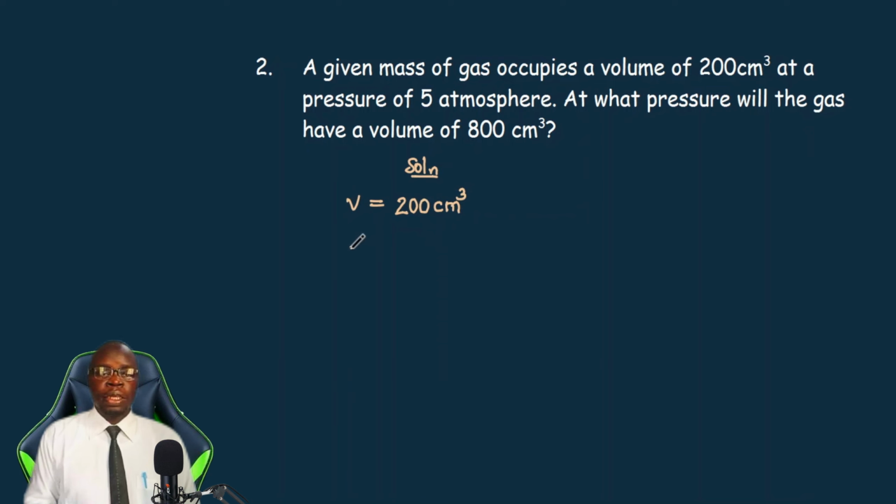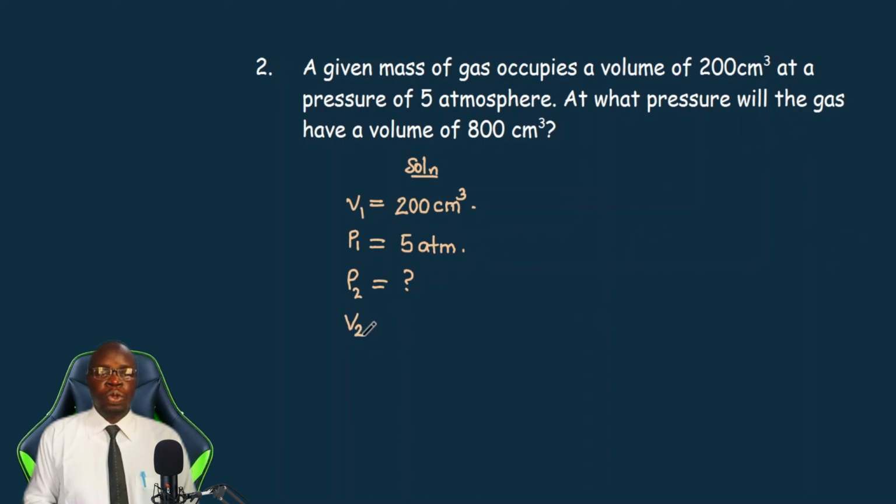And the pressure is pressure 1. I think we need to also give some subscript here, as V1 and P1 is 5 atmosphere. So in short form, we just write the first 3 letters to represent atmosphere. So at what pressure? Meaning the second pressure, P2, is missing, and we can give there a question mark. Will the gas have a volume of 800 cubic centimeter?